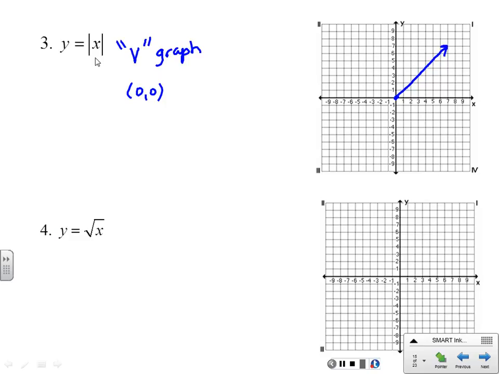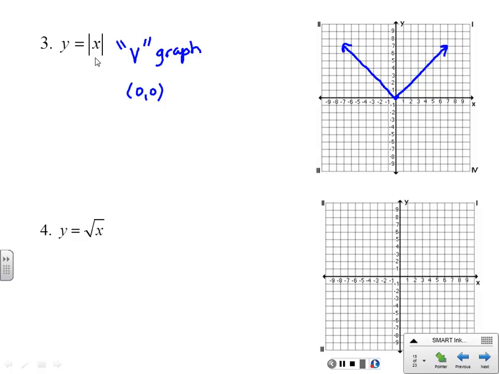So let's go to the left side. What happens if you plug in -1? You're still going to get 1. What about -2? You're going to get a +2. What about -3? You're going to get a +3. That's absolute value. And there's your V curve. So if you see absolute value bars, understand it's going to make a V. Okay? Absolute value is going to make a V.